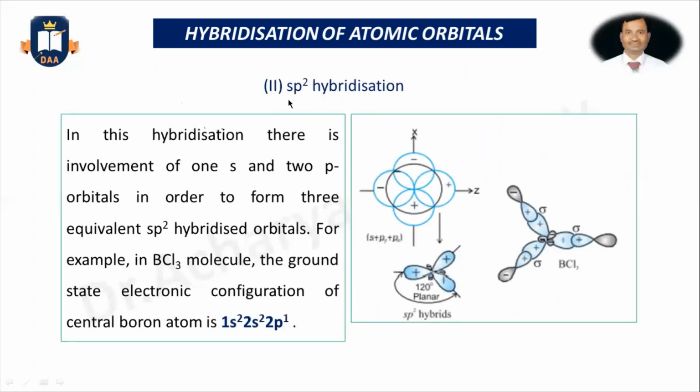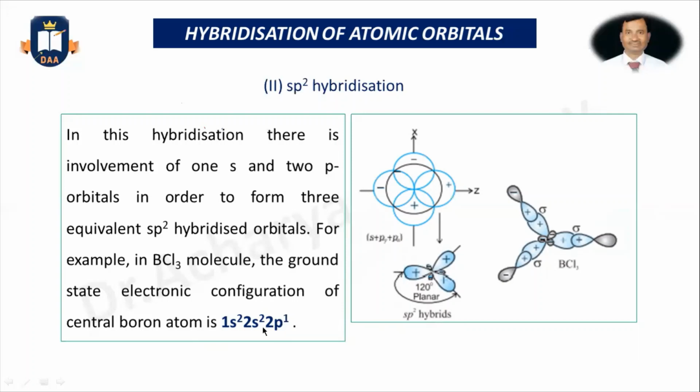Now we'll discuss sp2 hybridization. In sp2 hybridization, one s orbital and two p orbitals will participate to form three sp2 hybrid orbitals. We'll consider boron trichloride. In this molecule, for the central atom boron, its ground state configuration, we know, is 1s2, 2s2, 2p1.